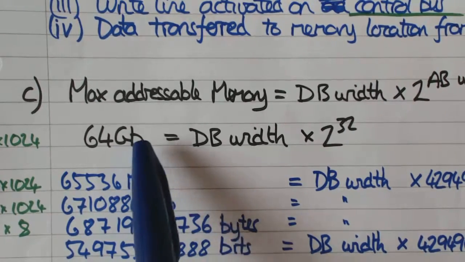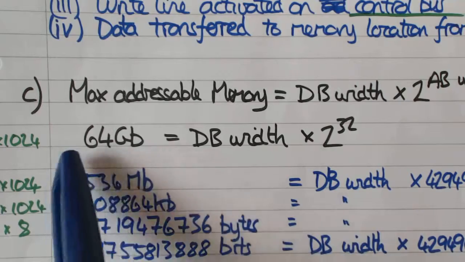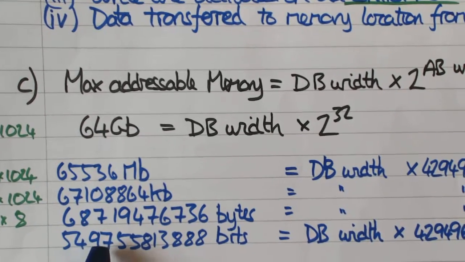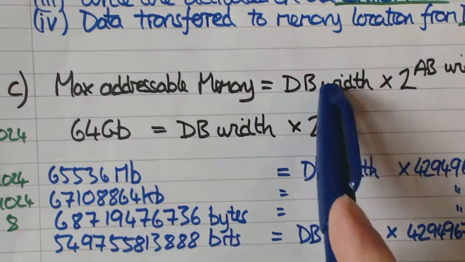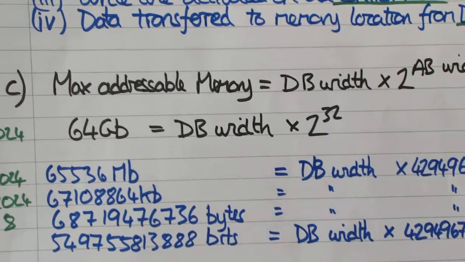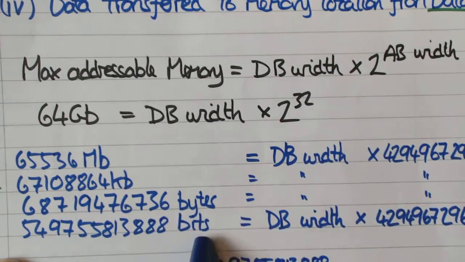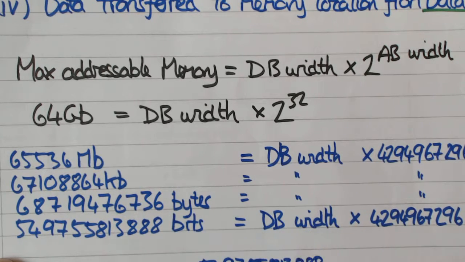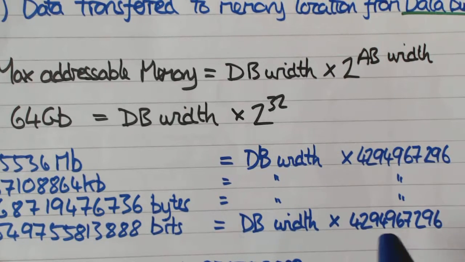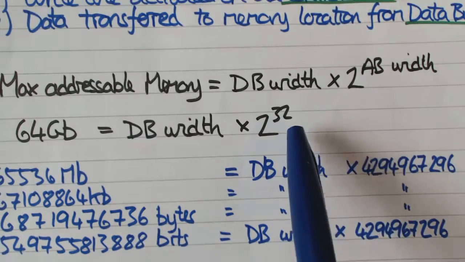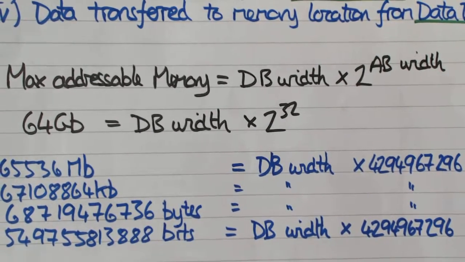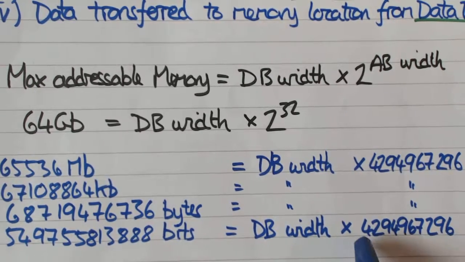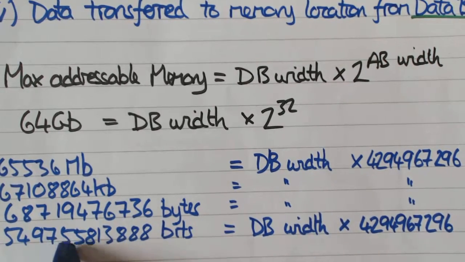Okay, so 64 kilobytes, or sorry, 64 gigabytes is that number of bits. We've not touched this side of the equation yet, so that number of bits is still equal to the width of the data bus times 2 to the power of 32. Put that in your calculator and you'll get this number. And all you're doing now is you're going to get this number and divide it into that, and that'll give you the width of the data bus.